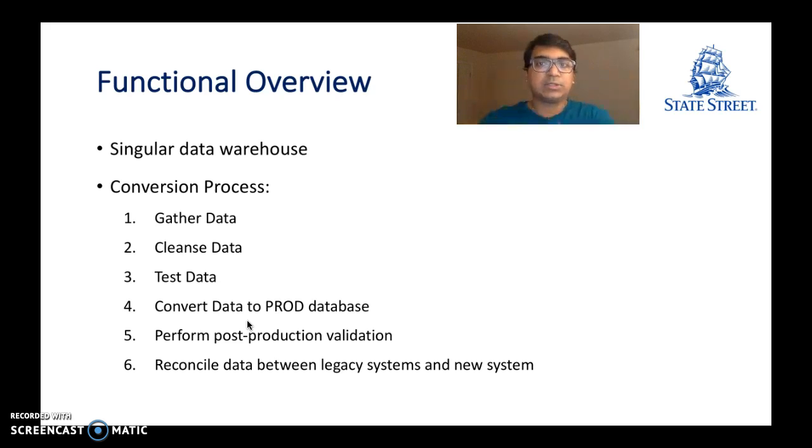This conversion process is actually an elaborate task, and it contains several subtasks. So, for example, the first step of the conversion process would be to gather the data. You have to get hold of the physical data from all of these global regional offices that State Street has. As I mentioned earlier, more than 30 offices worldwide. And the second stage would be to cleanse the data.